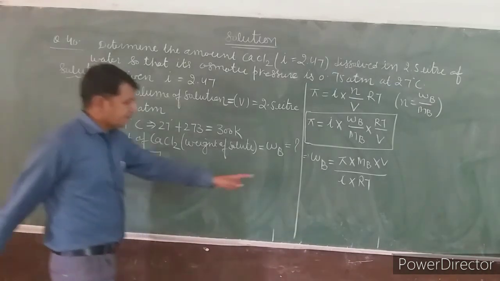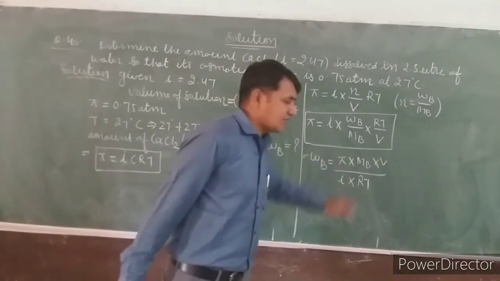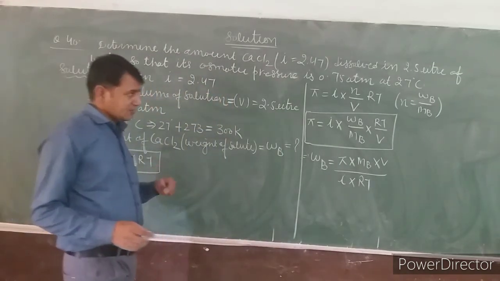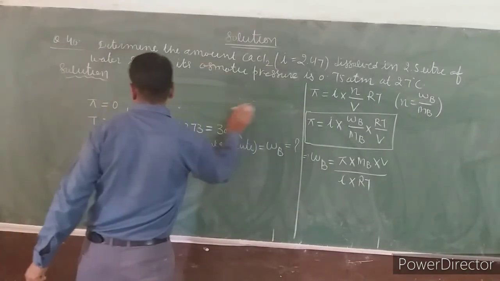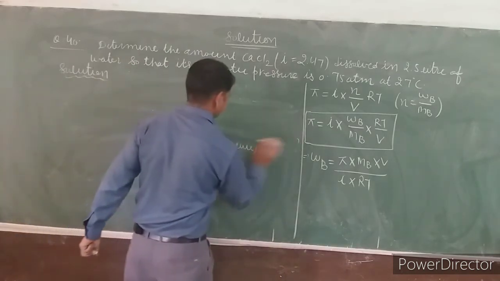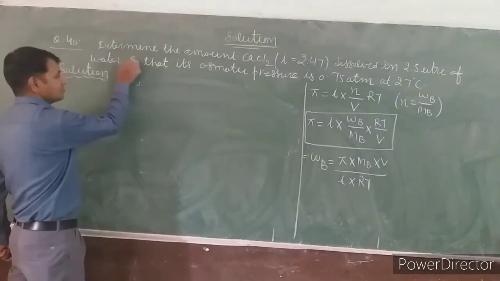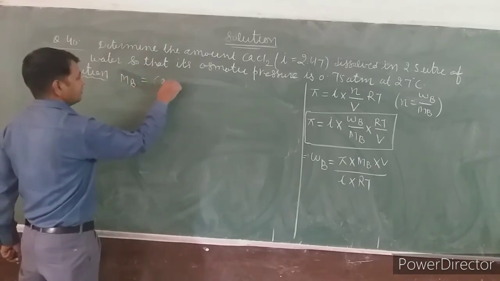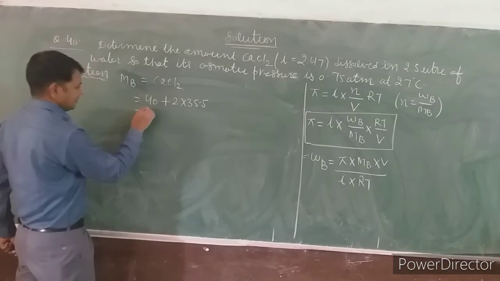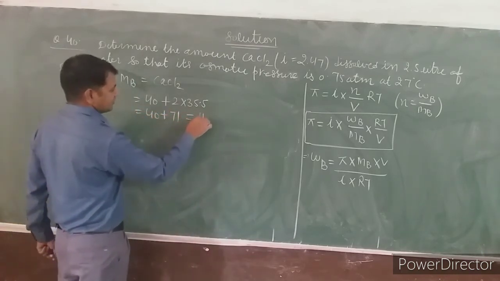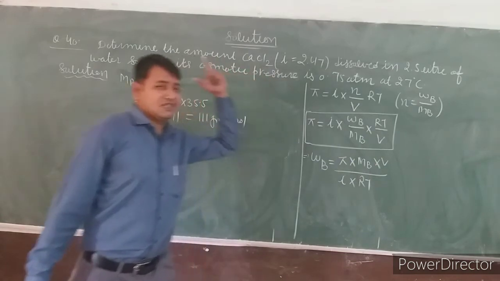Some of the things have been given here. Pi has been given, that is 0.75 atm. MB, molar mass of calcium chloride, has not been given, we have to calculate. For MB, to calculate, as per the usual process which we have learned in the previous classes, MB of calcium chloride: calcium is 40 grams per mole, chlorine is 35.5. So it will be here 40 plus 71 and it comes to 111 grams per mole. So MB will be there. V volume is given, that is 2.5 liter.